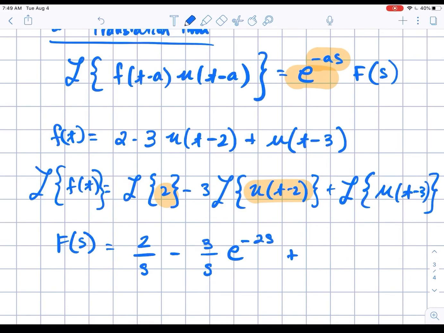And then the same idea here. I know you don't see a constant, but you know it's going to be 1 over s and then e to the negative 3s. And that's how you would do your transformation that way.